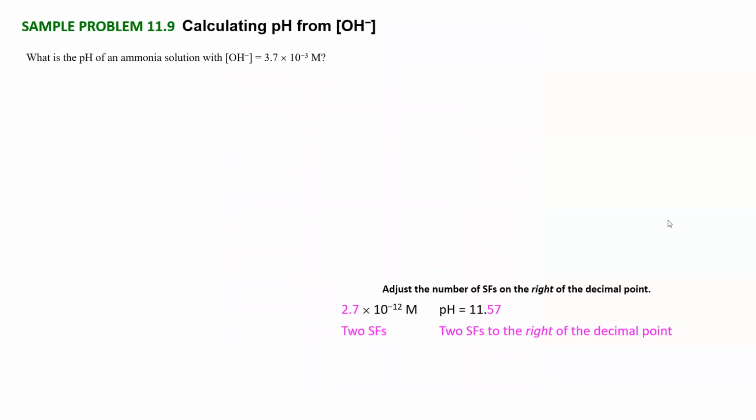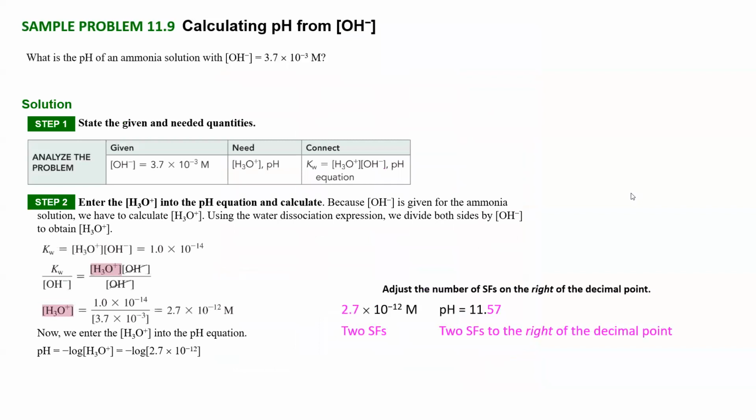So let's do some practice. What is the pH of an ammonia solution with a hydroxide ion concentration of 3.7 times 10 to the negative 3 molar? So what is it giving us, right? The question is giving us the hydroxide ion concentration.